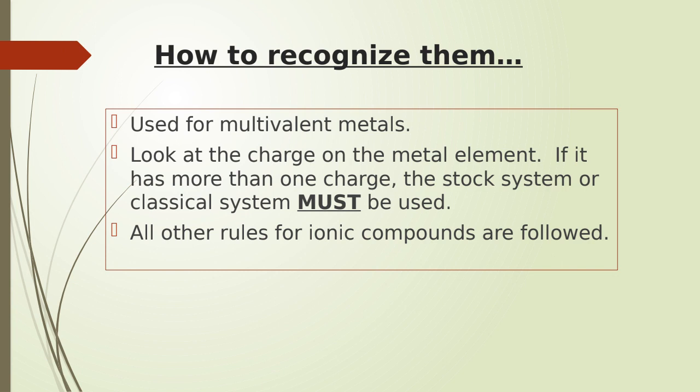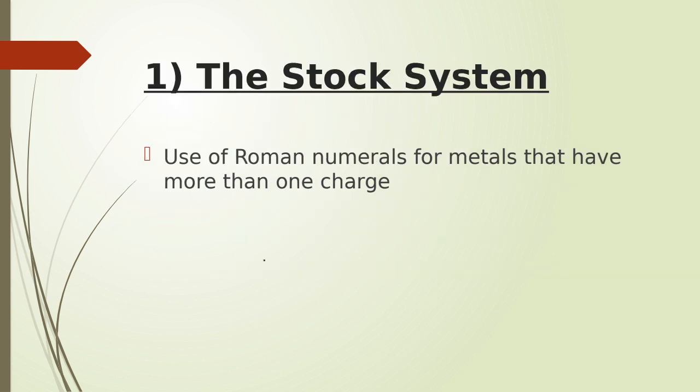All other rules for ionic compounds are followed, such as the crisscross rule, reducing charges if needed. Those basic things do not change. This is just simply identifying whether there is more than one charge associated with your metal. So we have two different systems that we can use for these multivalent metals. When do we use the stock system?